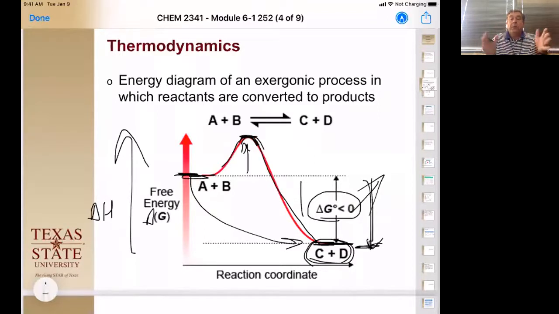Okay. So the basic idea here of the energy diagrams is we're looking at the difference between the starting materials and the products and the height of this peak. That's going to play a really big role in the thermodynamics of our system.